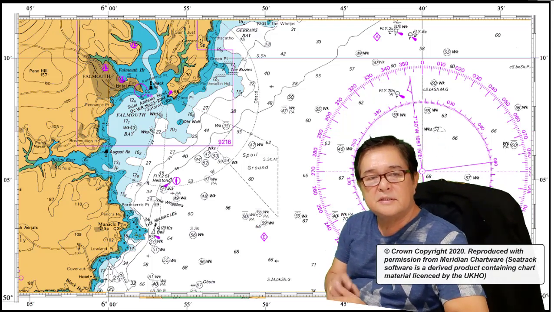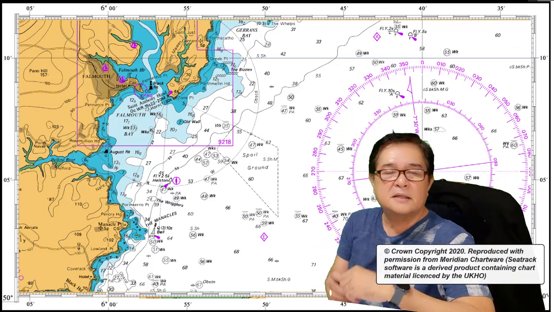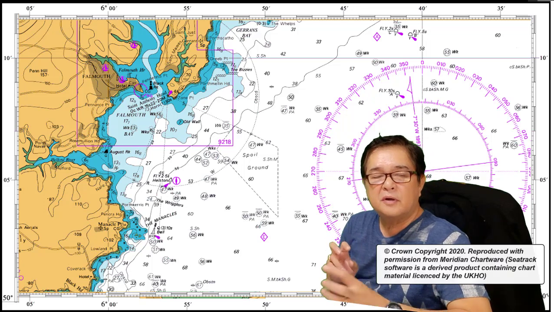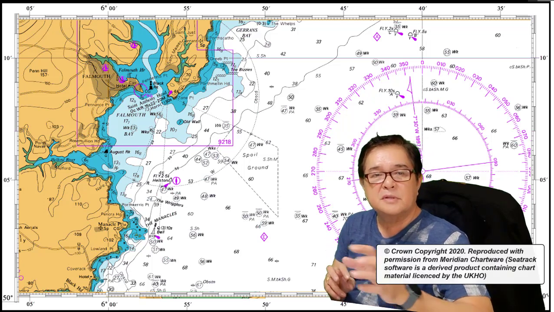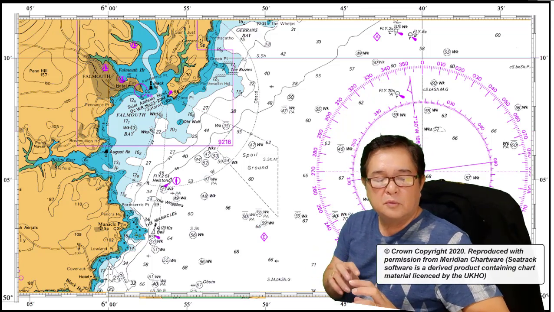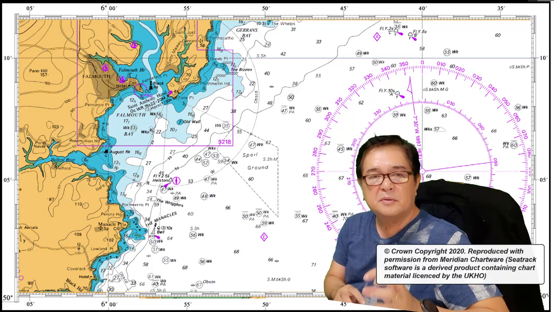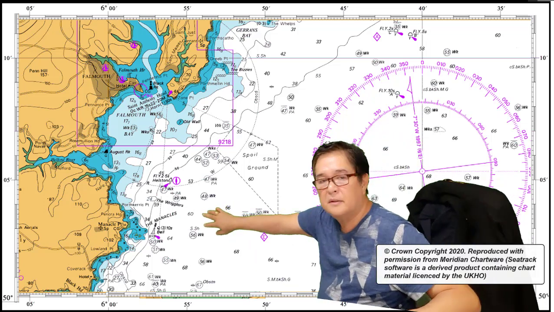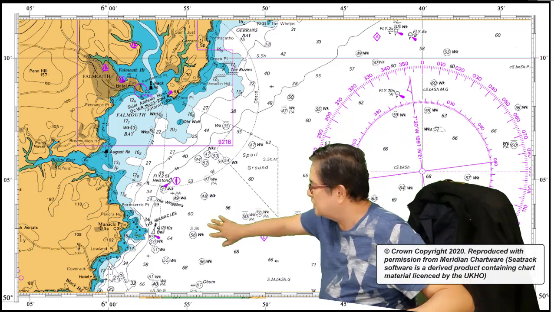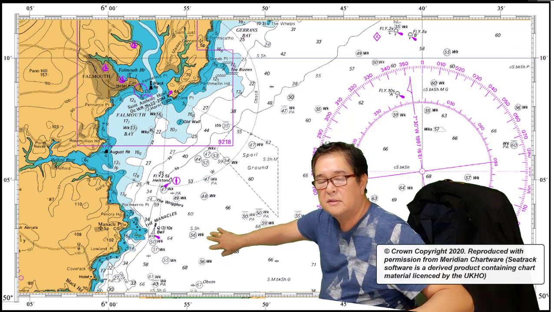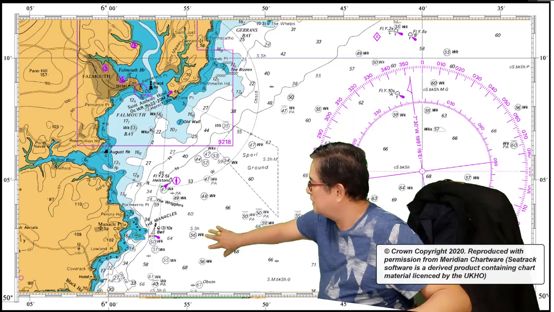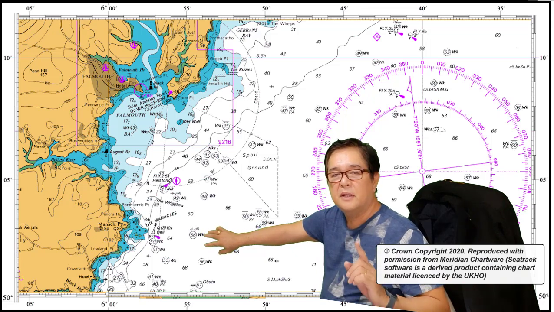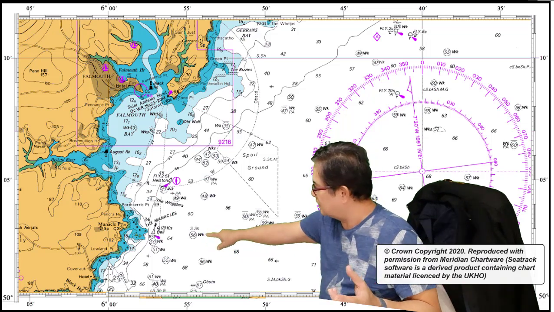Our activity today is a mix of your learning from the previous exercises. We will be using practice chart 001, and we will start from the vicinity of 50 degrees north, 6 degrees west. The first activity is to locate waypoint 1, which is given around here.